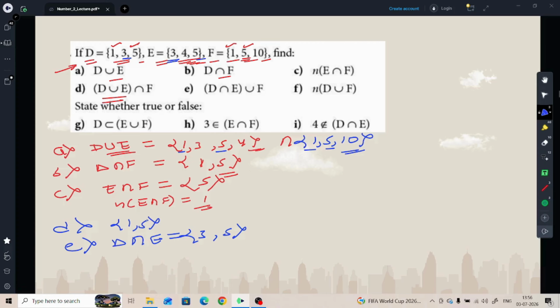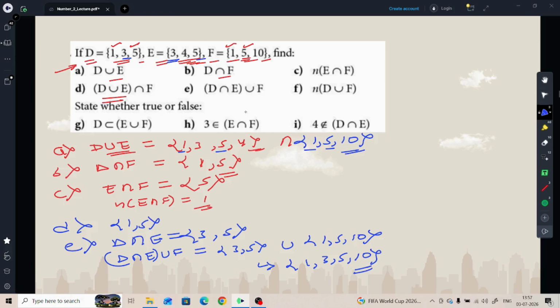Okay, and then D intersect E union F. D intersect E is basically 3, 5. Union F. F is 1, 5, 10. So overall the answer will be 1, 3, 5, 10. So that's how the thing goes on. So the answer will be 1, 3, 5, 10.